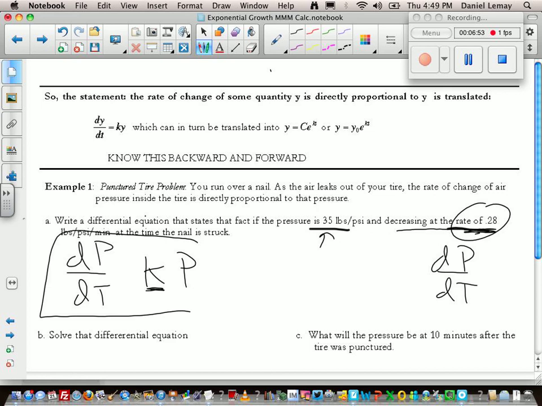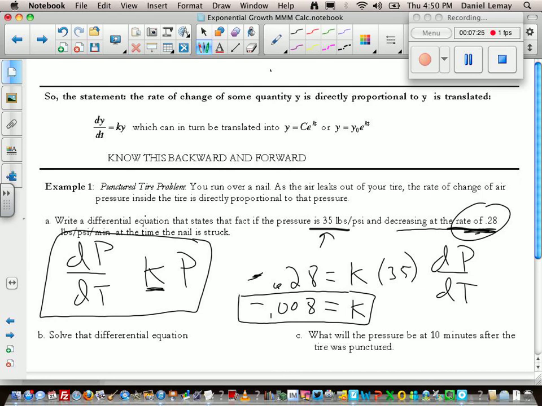But in order to use this other information, I can say that 0.28 equals some constant times 35 pounds. This is kind of nice because if I divide both sides by that, I'm going to get, actually this should be negative, shouldn't it? Negative, because it's decreasing. That's going to give me negative 0.008 if I did my arithmetic right earlier. Okay, so that's k. We'll hold on to that. Here's my differential equation.